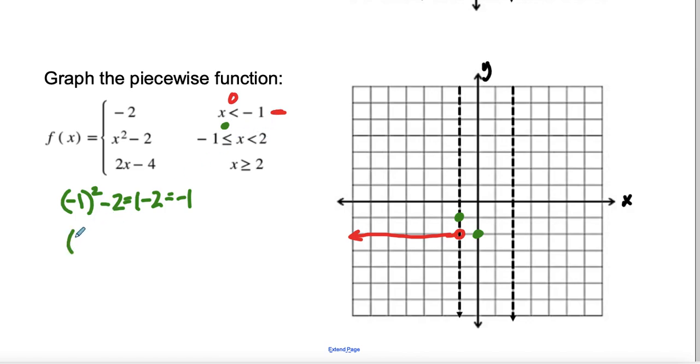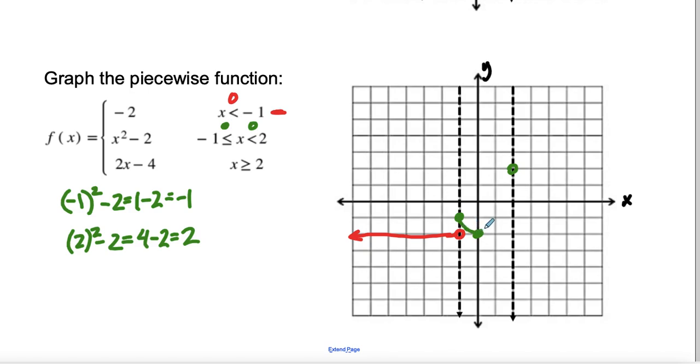And then I'm going to input 2 again to figure out where it's at when x is 2, what's the y value. So that's 4 minus 2 equals 2. So I'm going to go ahead and put that dot here, and that's going to be an open dot. And that's going to be right here.